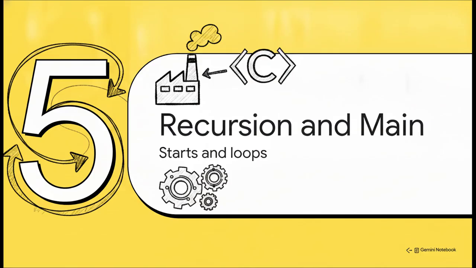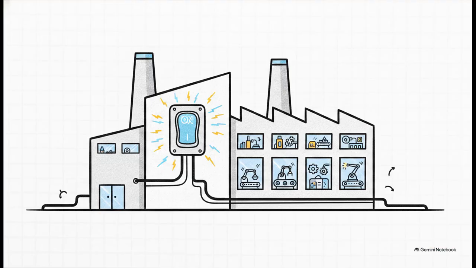We are in the home stretch now. Section 5, recursion and the main. Let's talk about the master switch and loops. We've talked so much about building all these custom machines. It's super easy to forget that the entire factory building is actually a machine itself. In C, the main function is the absolute starting point of your program. Think of it as the master power switch. Every single C program has to have a main function, because when you run your code, this is literally the very first block of instructions the computer executes. From main, all your other custom factory machines get called into action.